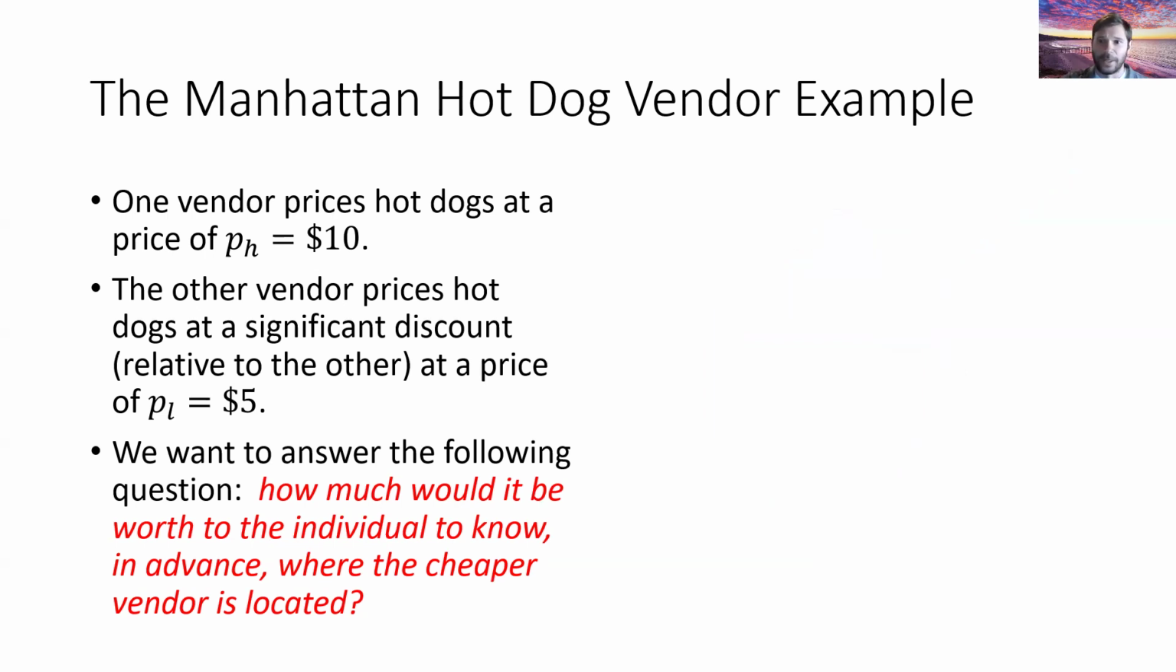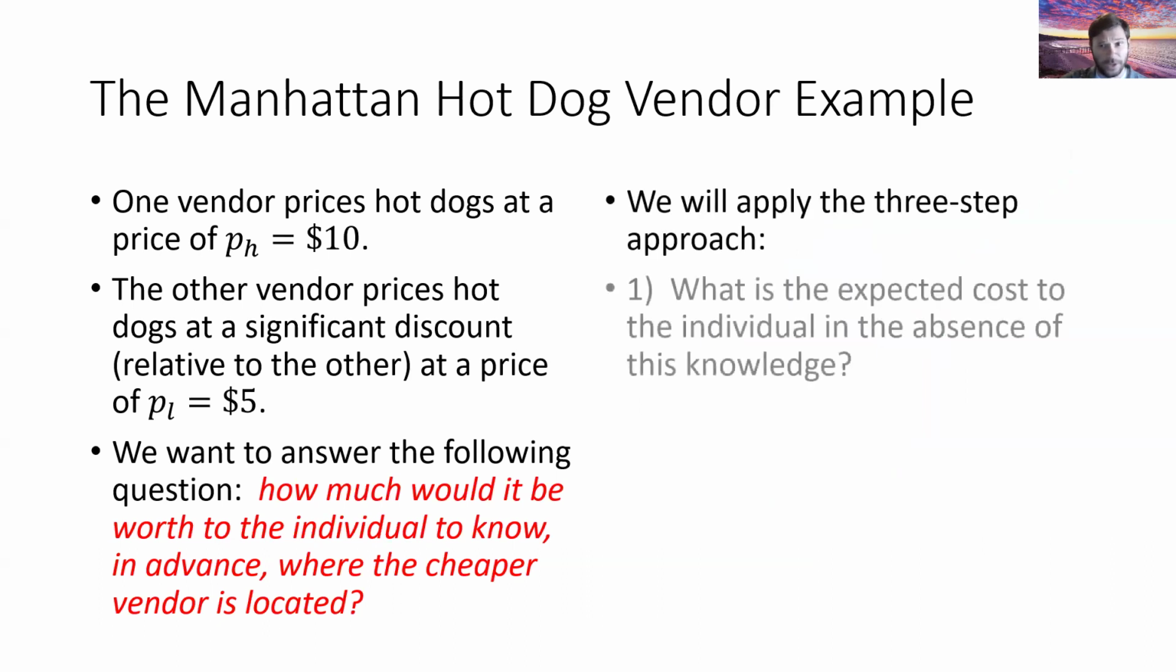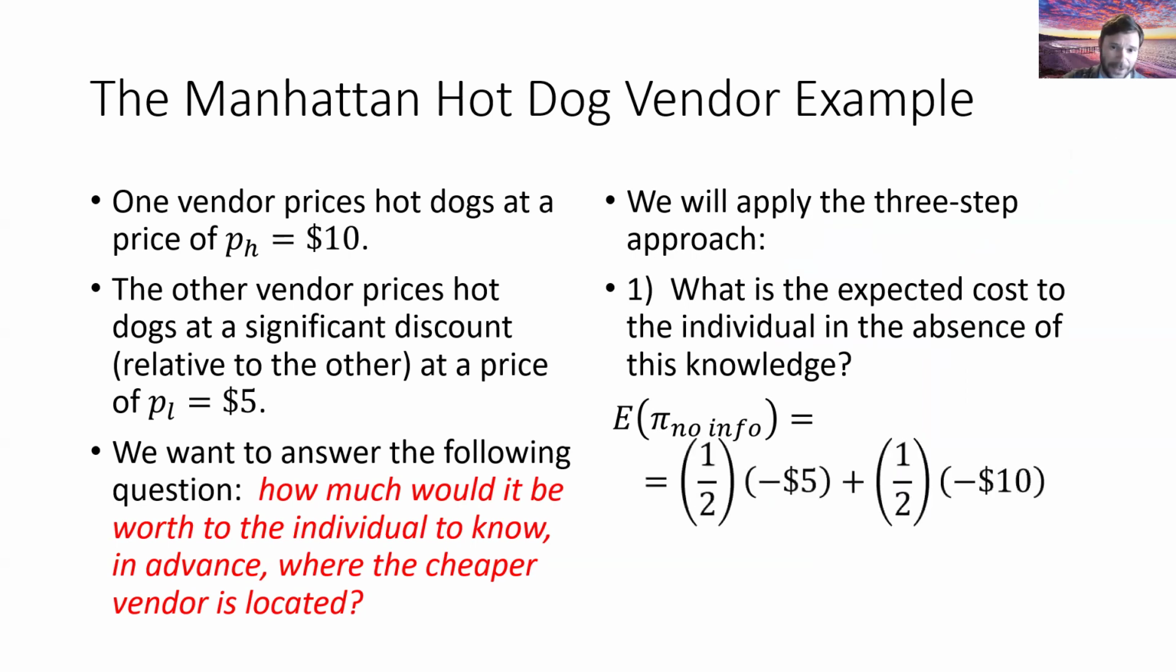And again, in order to answer this question, we're going to apply our 3-step approach here. Step 1, let's figure out what is the expected cost to the individual in the absence of knowing where the cheaper location is. And if we do not know where the cheaper location is, again, we mentioned we basically face a coin toss between either paying $5 or paying $10. And notice I've put negatives there because we're thinking about these as payoffs. The more you have to pay, the worse off you are.